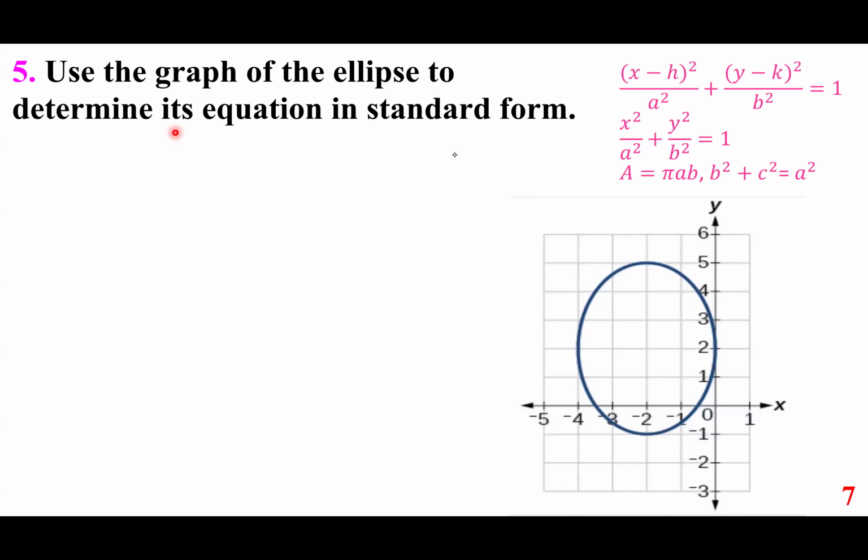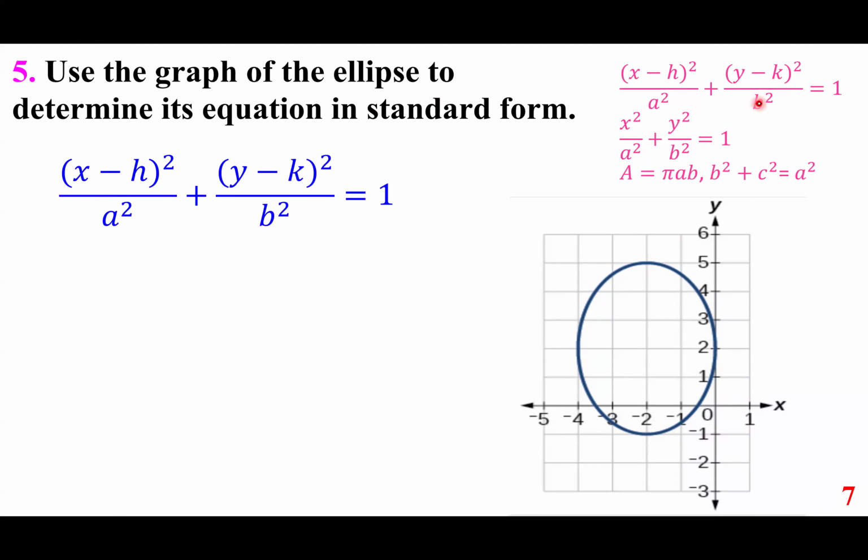Use the graph of the ellipse to determine its equation in standard form. So this is the information. And because the center is not located at 0, 0, we're going to start with that first. X minus h quantity squared over a squared plus y minus k quantity squared over b squared equals 1. First, we notice the center is located at negative 2, 2.